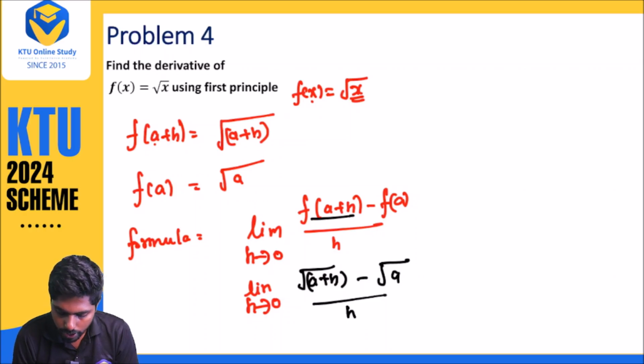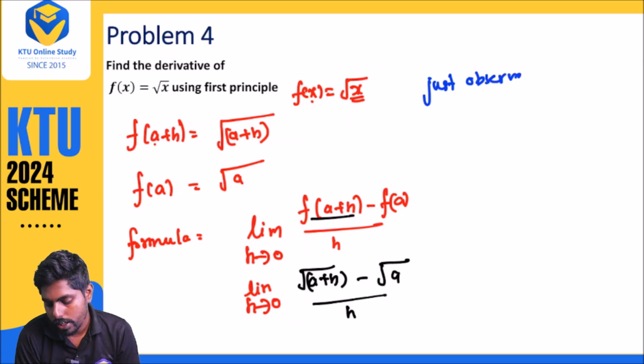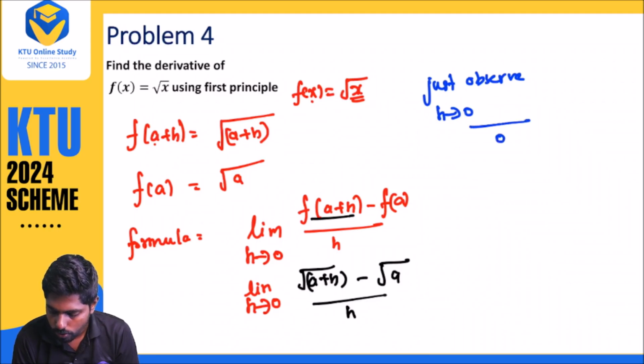Now if you observe very carefully, when I use the value h approaches 0, what will happen? The denominator will become 0. If I use 0 here, h approaches 0, this will become 0. So when the denominator becomes 0, it will become undefined.